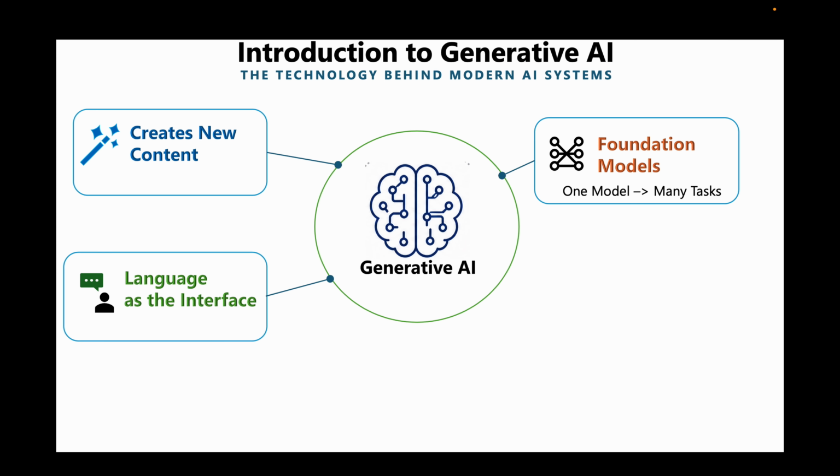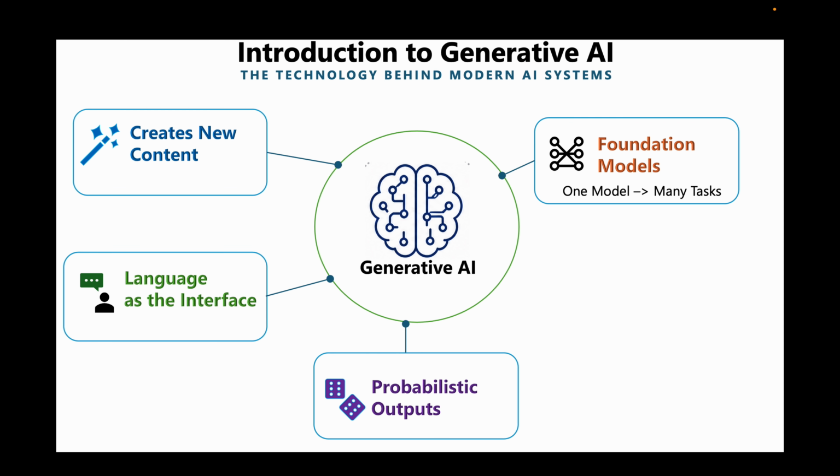Another major shift is that language has become the interface. Instead of defining forms with fields and graphical interfaces or writing complex queries, we can simply describe what we want using natural language and the model understands it. And as we discussed, these systems produce probabilistic outputs, which means that there are many possible outputs for the same input prompt.